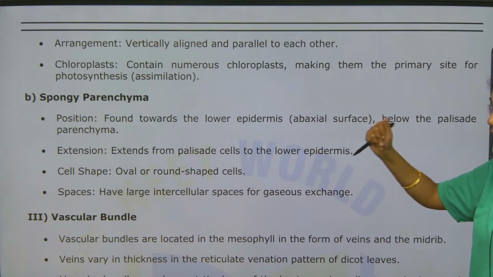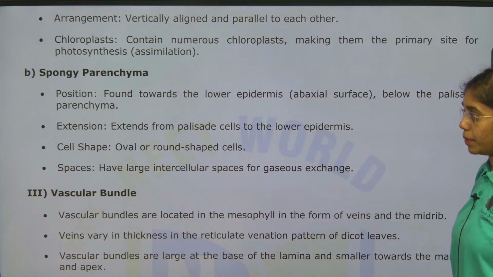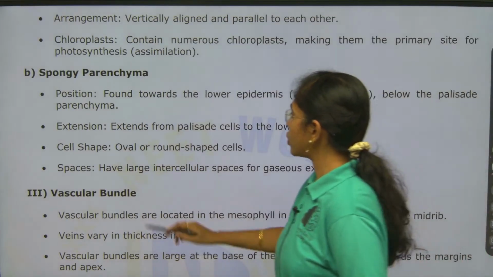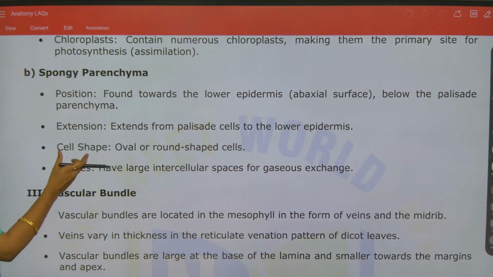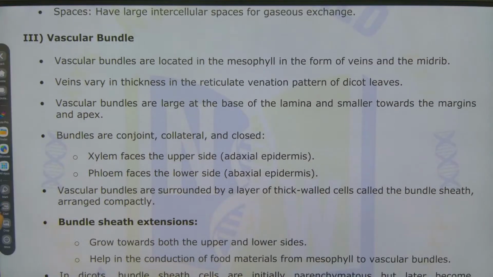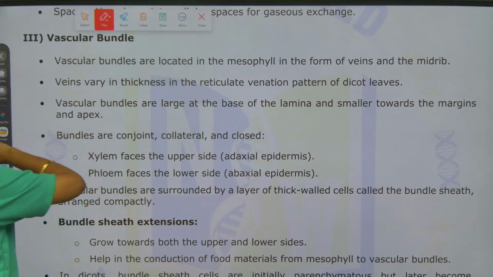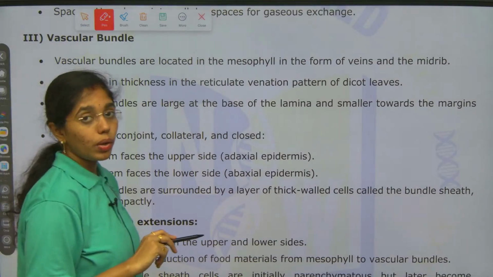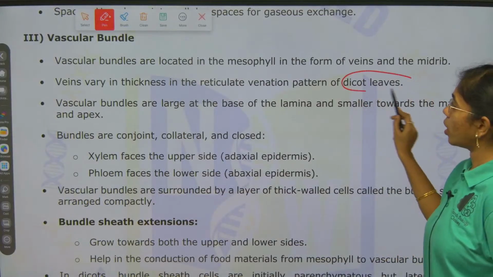This is for photosynthesis. Spongy parenchyma is found towards the lower or abaxial epidermis. It extends from the palisade cells to the lower epidermis. What is the cell shape over here? Oval to round shaped cells, with large intercellular spaces for gaseous exchange. Next you see vascular bundles. Of course, vascular bundles are conjoined and closed, but as it is a dorsiventral leaf, the veins will vary in thickness in the reticulate venation pattern of dicot leaves.